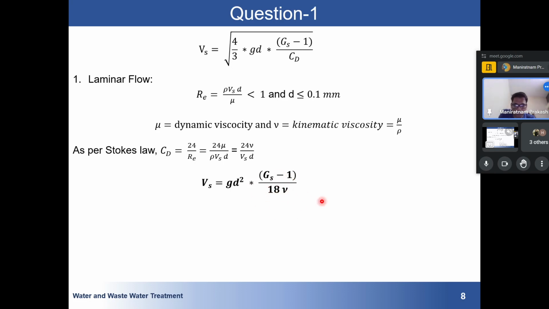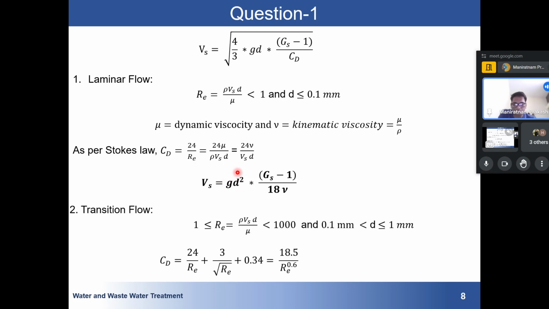Mu, I don't know what this term is called, so I am just calling it V. But remember, this is kinematic viscosity. So now you are aware of this formula. So this settling velocity is for our settling zone. This is not related to the primary sedimentation tank.